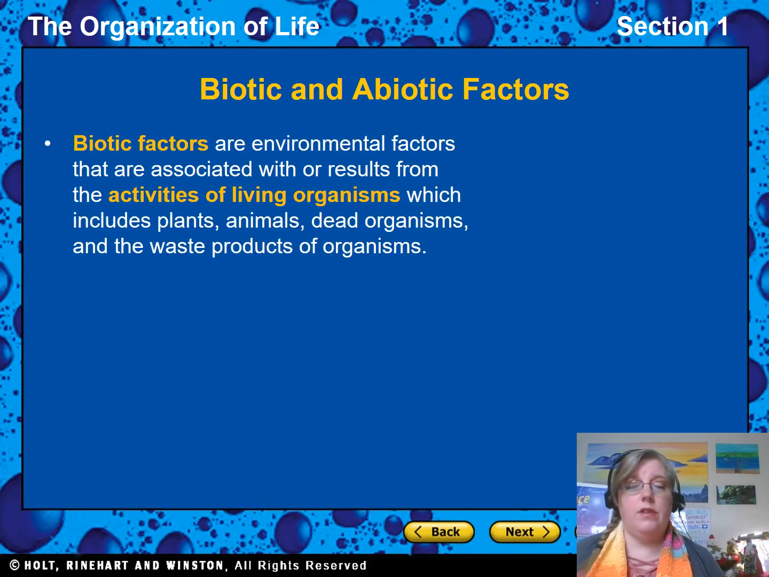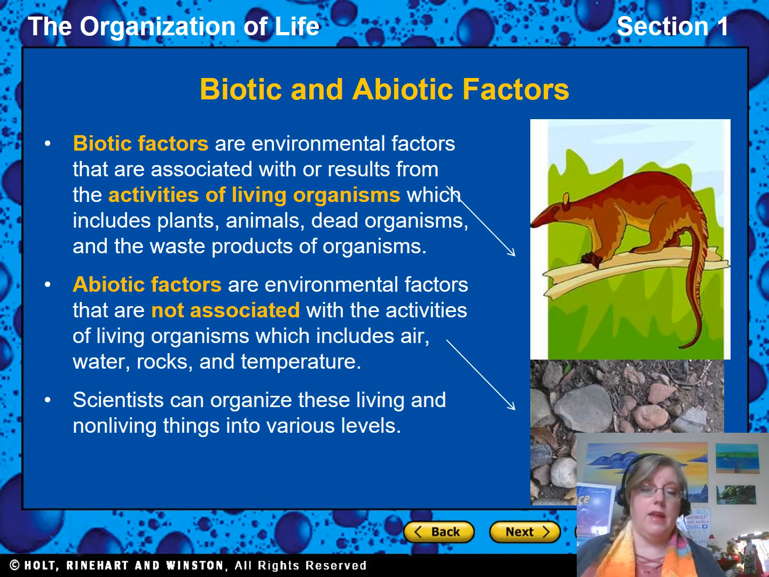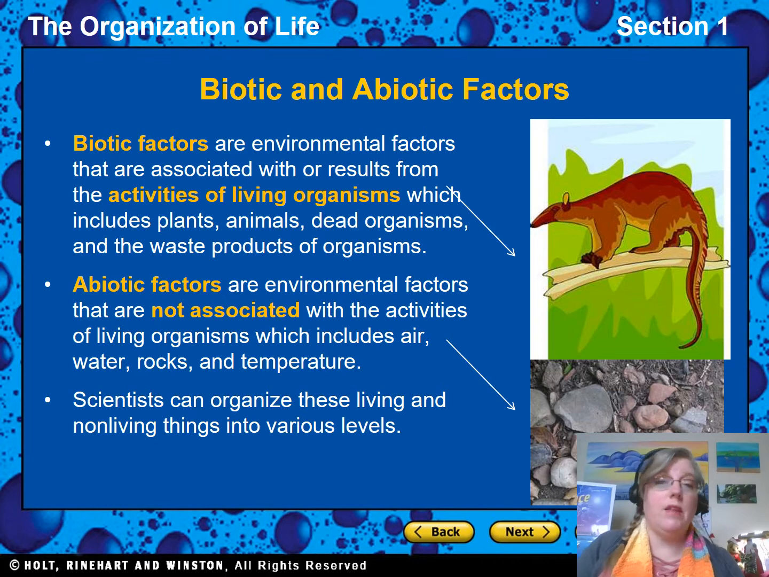All right, so I've used the terms biotic and abiotic a couple of times, but I haven't actually defined them yet. Here we go. The biotic factors of an environment are the factors that are associated with or result from the activities of something living. That includes plants and animals. It includes dead organisms. Just because something dies doesn't mean it's not biotic anymore. Anything that is alive or was once alive or is associated with a living thing, even something's poo, is considered biotic because it came from a living organism.